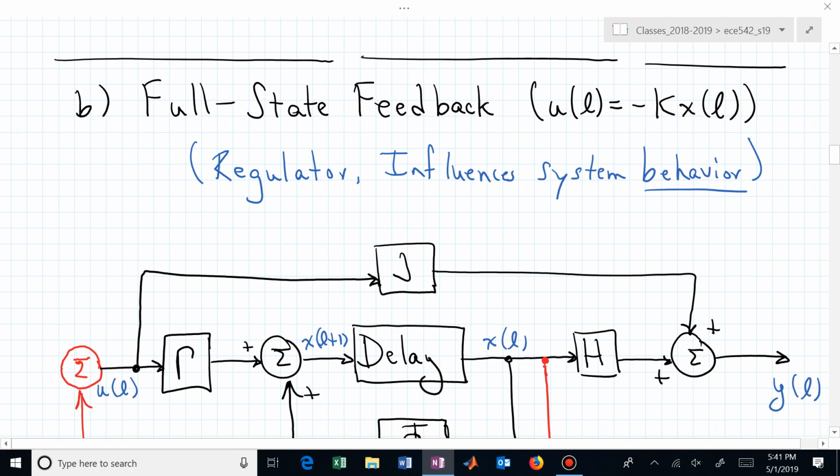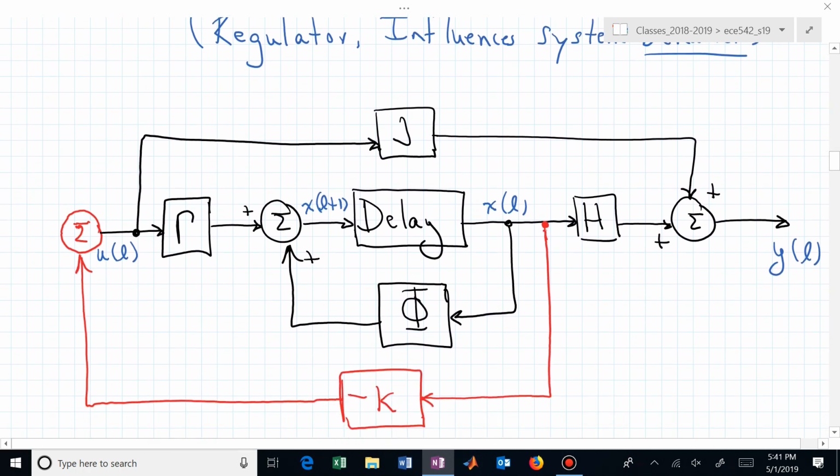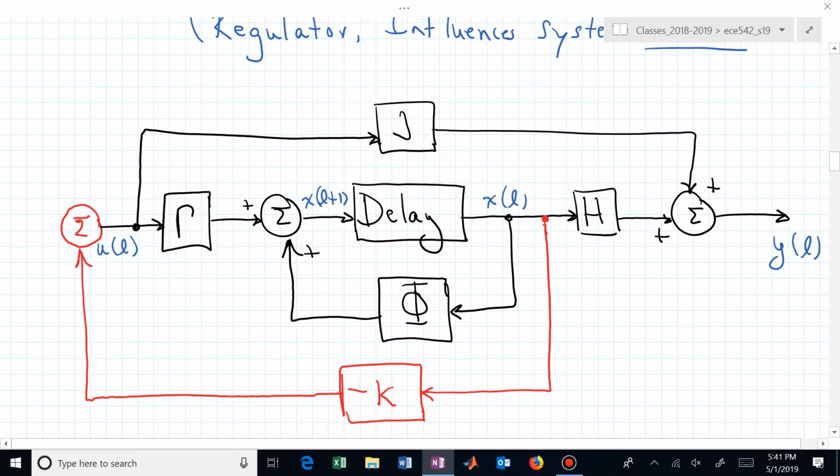If we now wanted to apply full state feedback in this state space setting, we can. And what does this do? This tells our system how to behave. The K matrix now allows us to change the dynamics that exist in our system. And what influences the dynamics in this system?